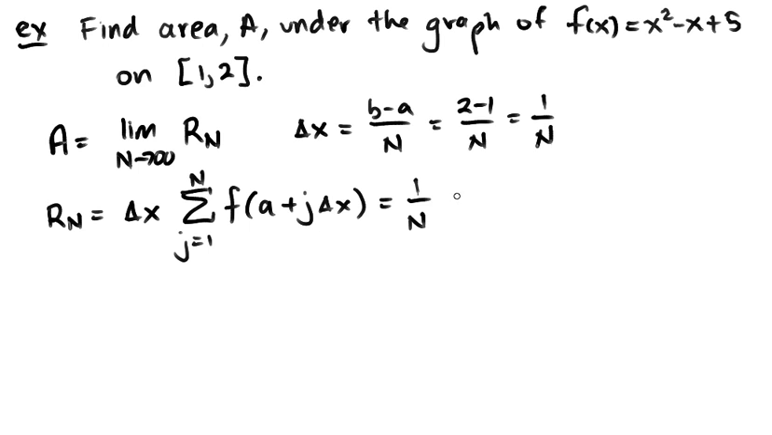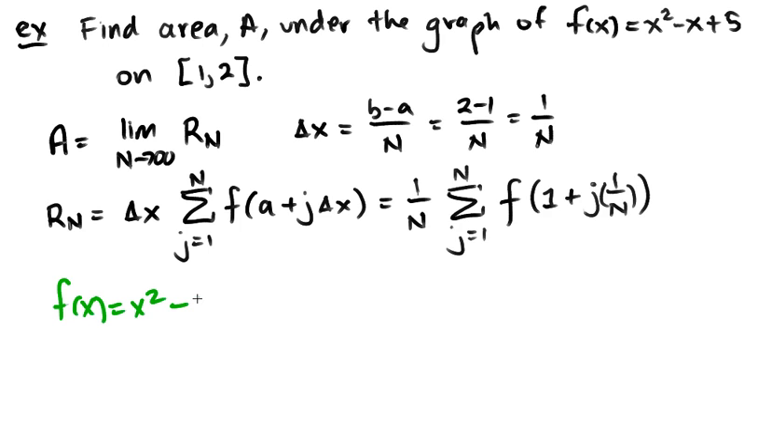So 1 over n is my delta x, my sigma notation, j equals 1 going to n, will eventually go to infinity. And my a value on this interval is 1, and j times delta x is j times 1 over n.